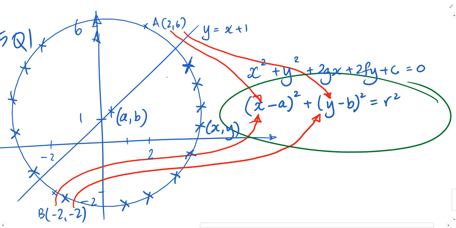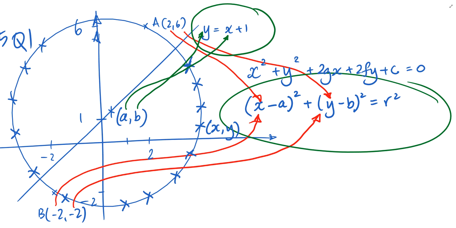Okay, from the red color arrows, how many equations do you get? 2 equations with how many unknowns? 3 unknowns. Your a, b, and r. Now, I have a third equation over here. All I need to do is sub a inside this x. I sub b inside the y. I get a third equation, right? 3 equations. How many unknowns altogether? 3 unknowns. You can solve. Why do you look so surprised?